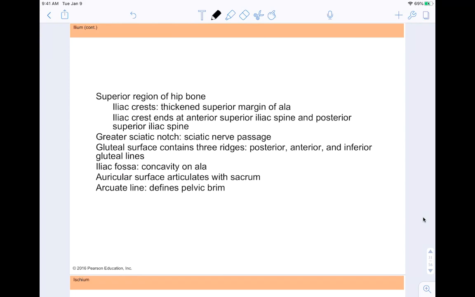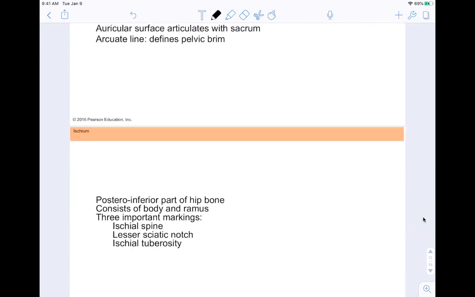You have the gluteal surface that contains 3 different ridges: posterior, anterior, and inferior gluteal lines. You also have the iliac fossa, which are going to be passageways for nerves and blood vessels. You have the auricular surface that's going to articulate with the sacrum, which we just talked about, and then the arcuate line that's going to define the pelvic brim.